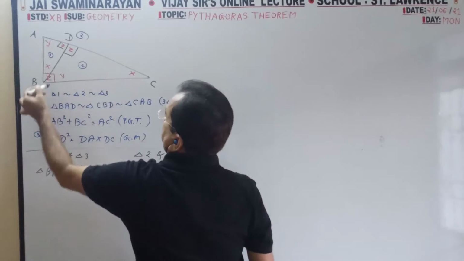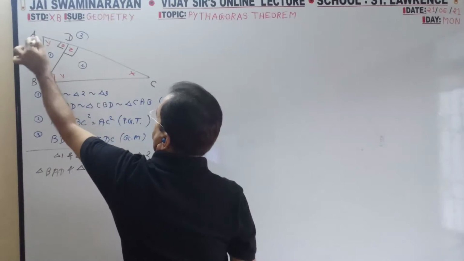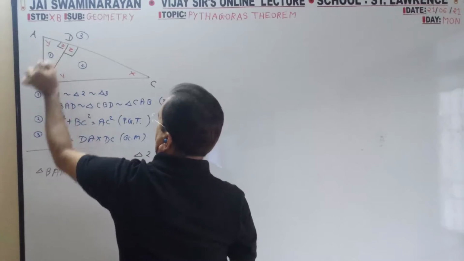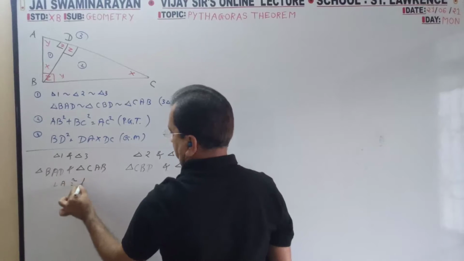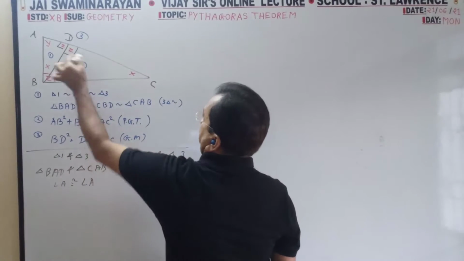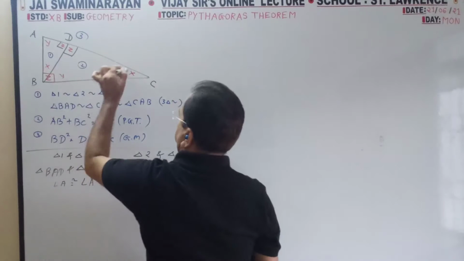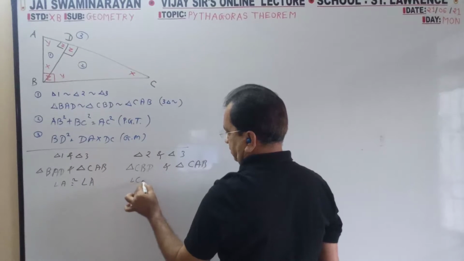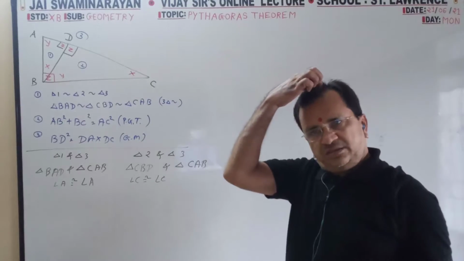See, this is first and this is third. So y is common. See, this A is common. So angle A is congruent to angle A. In the second triangle and third triangle, C is common. That is congruent.